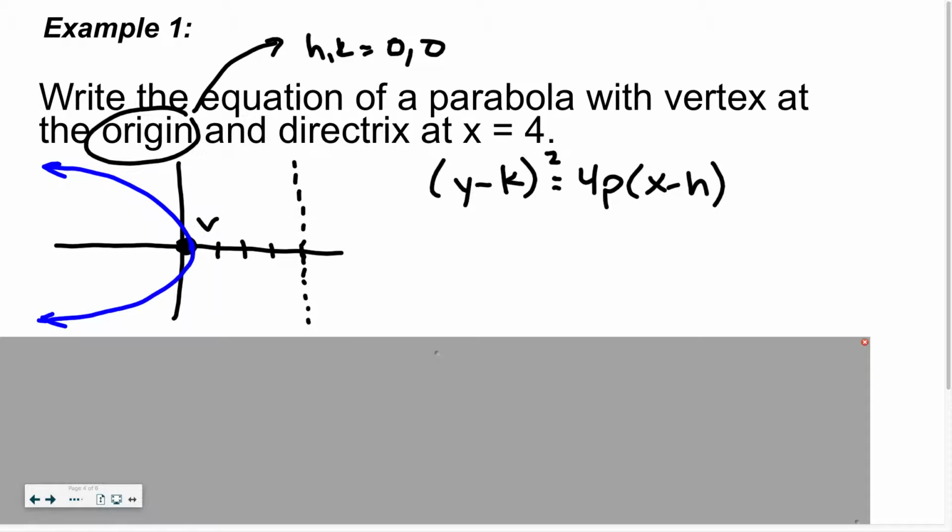Can anybody tell me what the value of p is going to be? It's going to be negative. Why, Emma? Because it opens to the left.